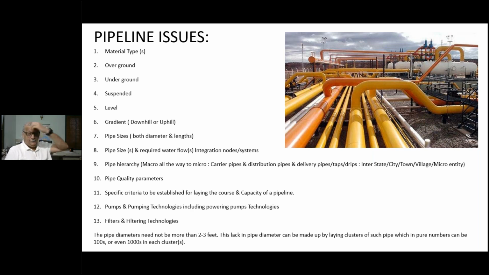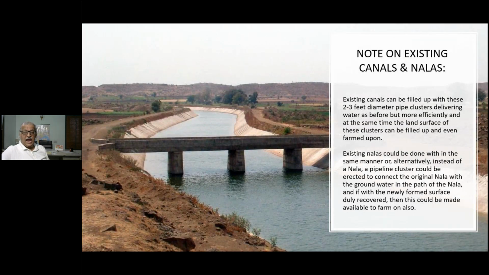So the pipe quality parameters must be of the highest standard. Specific criteria should be established for laying the course and capacity of a pipeline. Pumps and pumping technology, including powering pumps technologies, filters and filtering technologies, and such and so on.